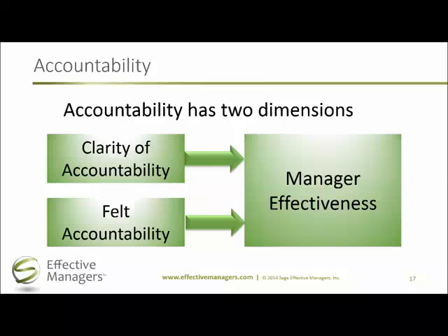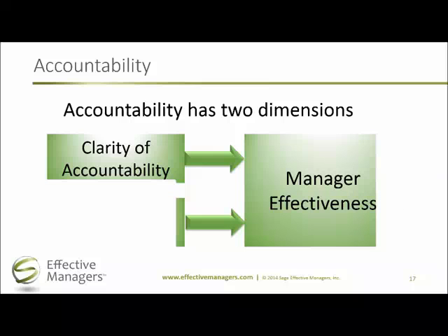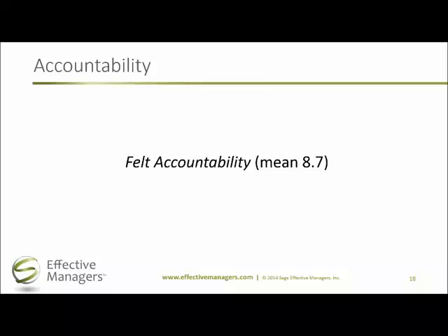And both of those are directly correlated to manager effectiveness, and both of them have to be understood because it makes a difference. Felt accountability has a mean of 8.7. This research was done on a 10-point Likert scale, so people agreed or disagreed with statements on a scale from 1 to 10. The highest possible score was 10, the lowest was 1. The neat thing about that is you can correlate it to a report card. So felt accountability scored an A+.